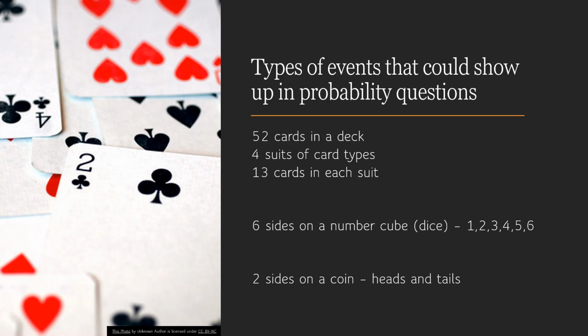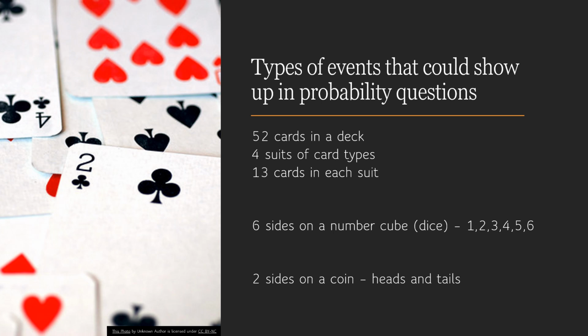So some of the things that may show up on probability questions on the TSIA test, you need to be familiar with a deck of cards. You need to remember there are 52 cards in a deck. There are 4 suits in each deck. You have the 2 red suits, hearts and diamonds. And you have the 2 black suits, clubs and spades. Now in each suit, you have 13 cards. You start with the ace, and then you have number cards 2, 3, 4, 5, 6, 7, 8, 9, and 10. And then you have your face cards, jack, queen, and king.